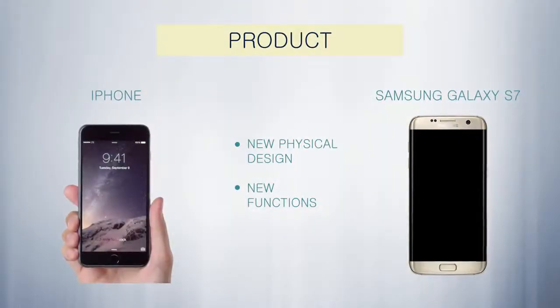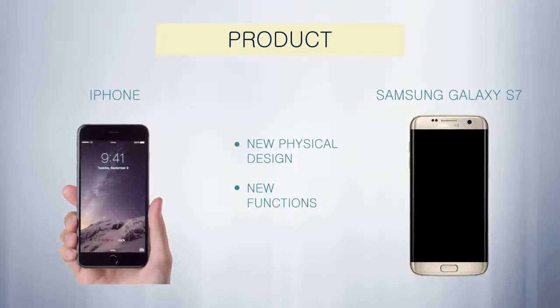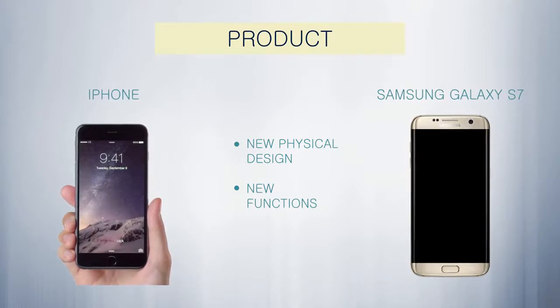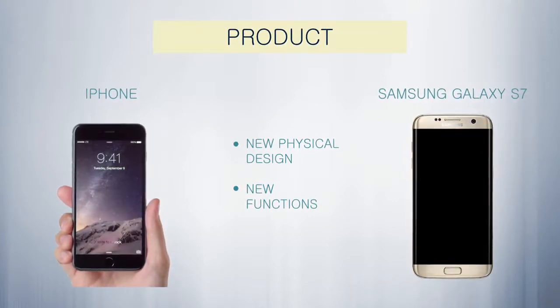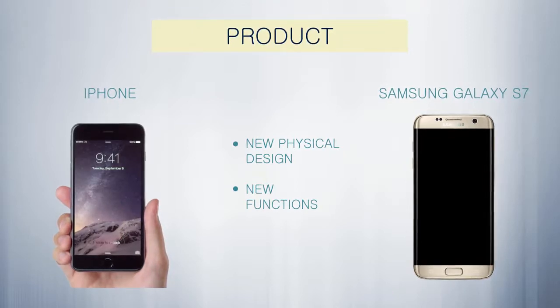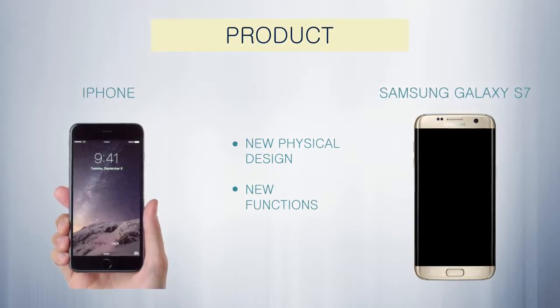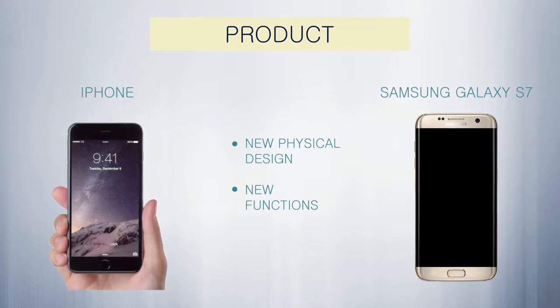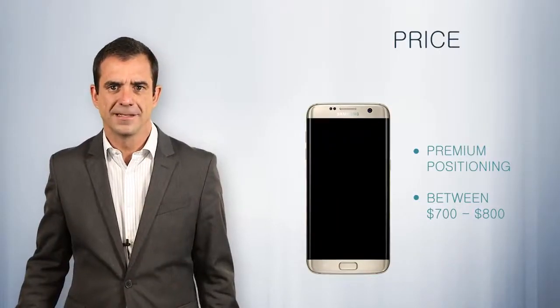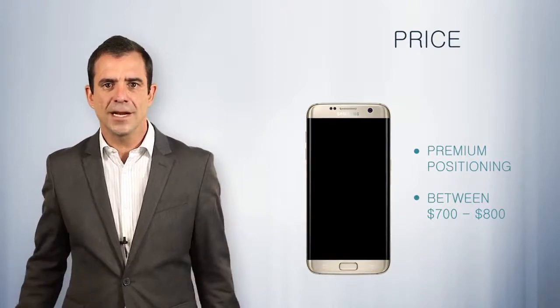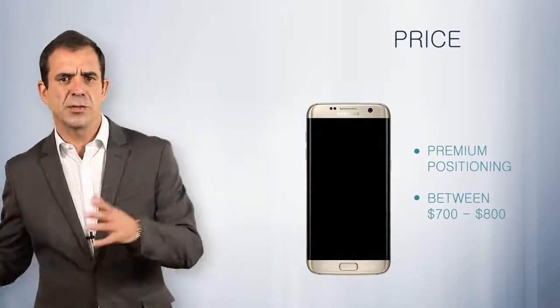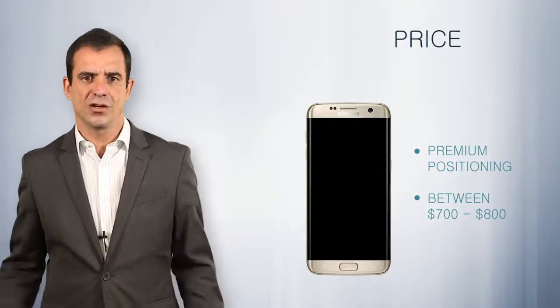From a product perspective, the new smartphone needs to be differential when compared to the iPhone, both from a physical design perspective, it should incorporate a new cool design and new materials, and also from a functionality one. New functionalities should be incorporated such as supercharging speed. From a price perspective, the pricing should be consistent with the premium positioning and should bring the street price to a range between $700 to $800 US.